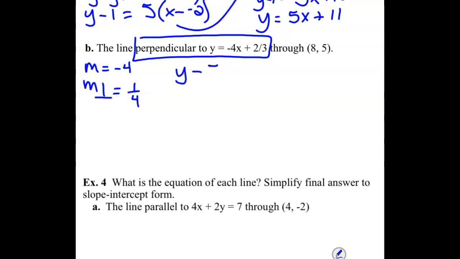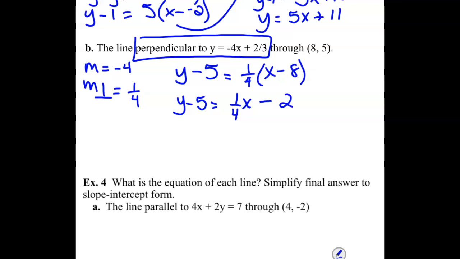So y minus our y coordinate, 5, equals our slope times x minus our x coordinate of 8. What do we get when we distribute? 1/4 times x minus, what's 1/4 times 8? 1/4 of 8 is 2. All right, adding the 5 to the other side, we get y equals 1/4 x plus 3.